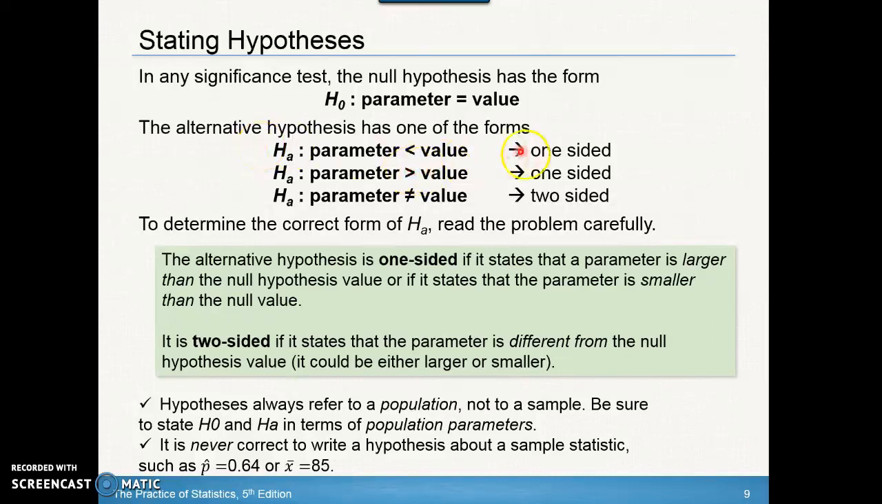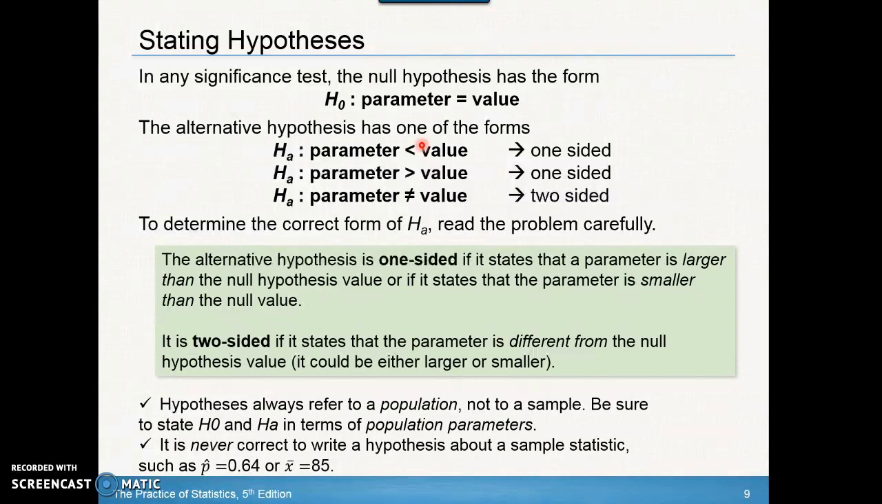Okay, so let's just take a minute and talk about the difference between a one- and two-sided alternative. The alternative hypothesis is one-sided if it states the parameter is larger than the null or if the parameter is smaller than the null. That's like saying we believe the proportion of people that kiss on the right is equal to 50%, but we believe that it's more than 50% or less than 50%. It's one-sided because I'm only checking to see if it's more than 50% or less than 50%.